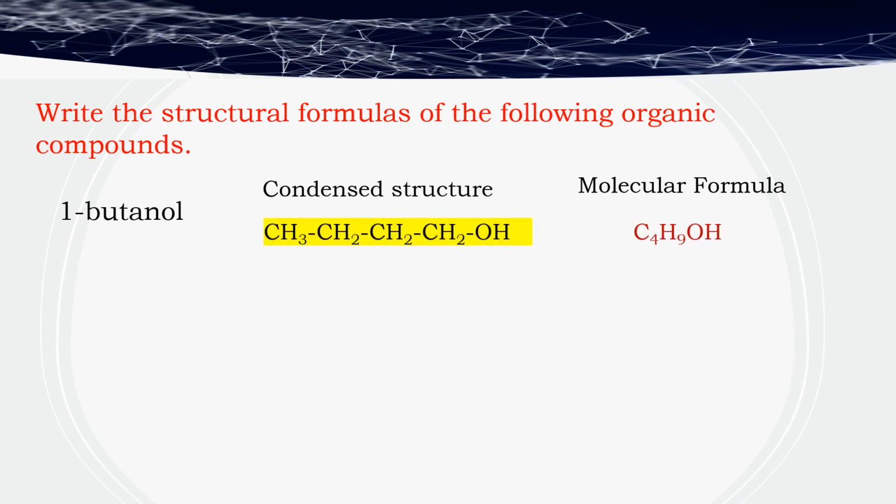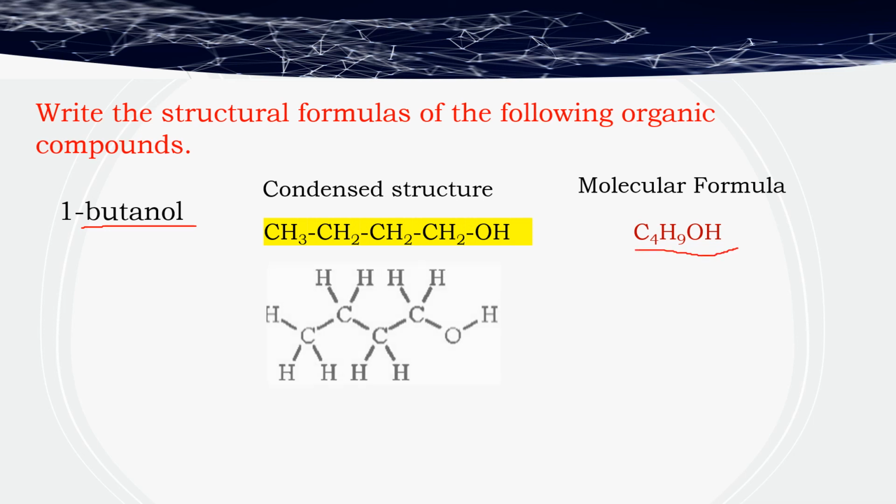The condensed is this one, CH3, CH2, CH2, CH2, and OH. Again, we're talking about butanol from the stem but, which means there are 4 carbon atoms, with the functional group OH. So the molecular formula is C4H9OH. How about the expanded?